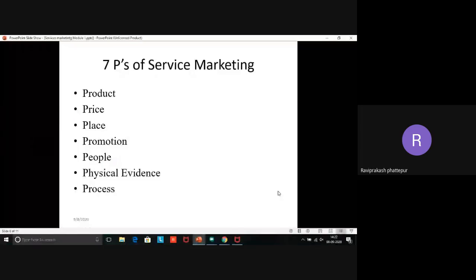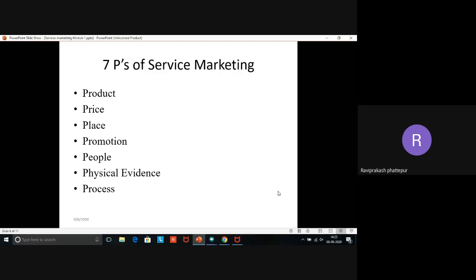Next comes the 7 P's of service marketing. So you have already learned the 4 P's in marketing. So here we have the 7 P's of service marketing. The three P's added to product, price, place, and promotion are people, physical evidence, and the process. Okay. First one is product. So in this case, product is not tangible or intangible. Here, product in the sense is the service that we are offering.